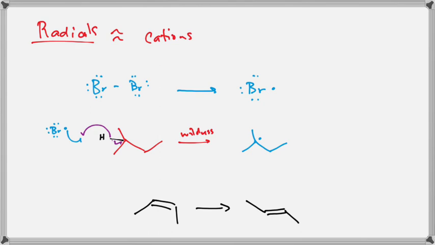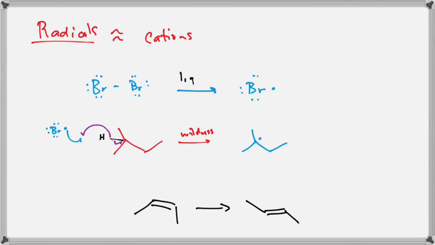Rotation of the sigma bond. But I've got a double bond. What do I have to do to the double bond? Make the electrons jump to a higher orbital. And I can make electrons jump from one orbital to the next using light.